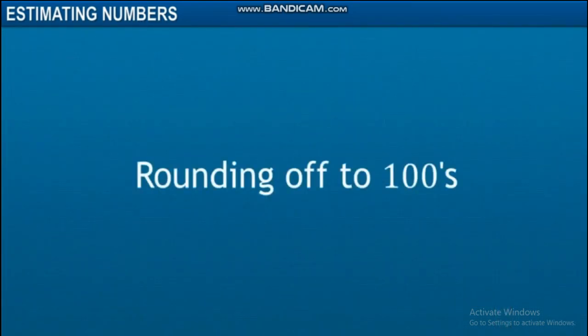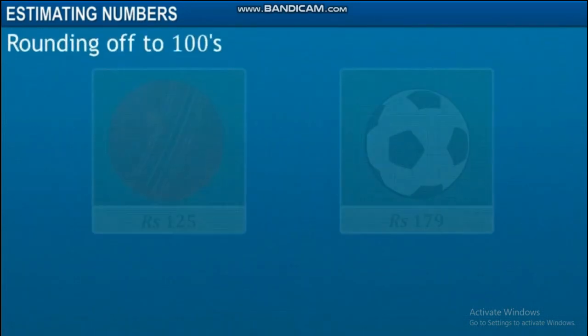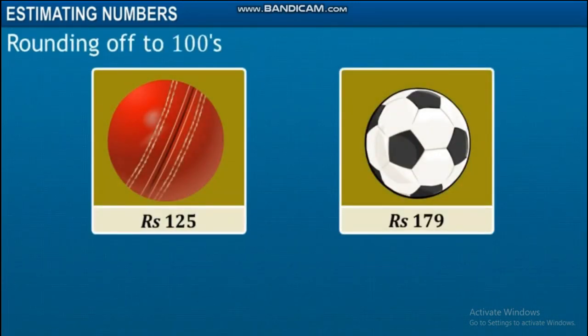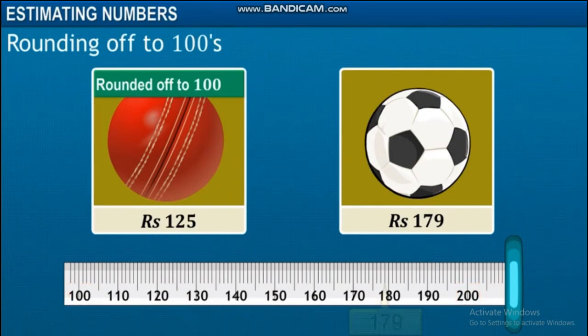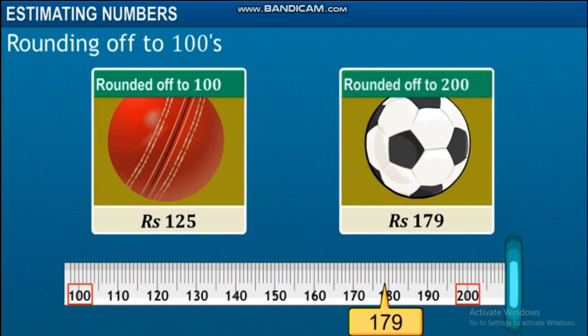Let us see how numbers are rounded to the nearest 100. The price of 2 balls is 125 rupees and 179 rupees respectively. Since 125 is closer to 100 compared to 200, it is rounded off to the nearest 100, that is 100. Whereas 179 is closer to 200 than compared to 100. Hence, it is rounded off to the nearest hundreds, 200.